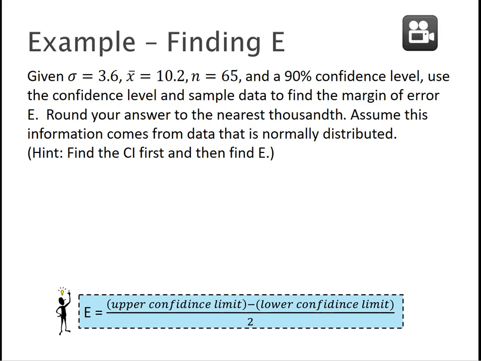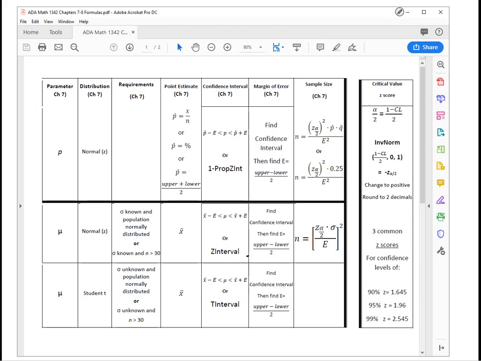So the first thing I'm going to do is bring up my formula chart. Since I'm estimating a parameter that is a mean, I have to choose between the normal distribution or the student t distribution, and my formula sheet is going to help me with that. I look under the parameter column and find the two entries for the mean, or mu. The first row is for the normal distribution, and the second row for mu is for the student t distribution.